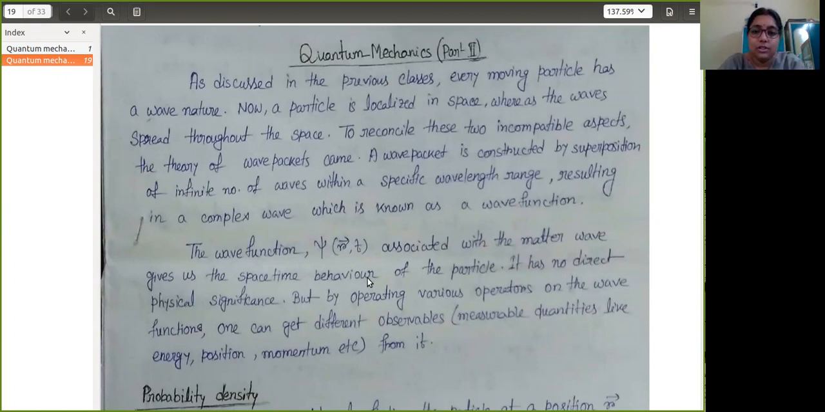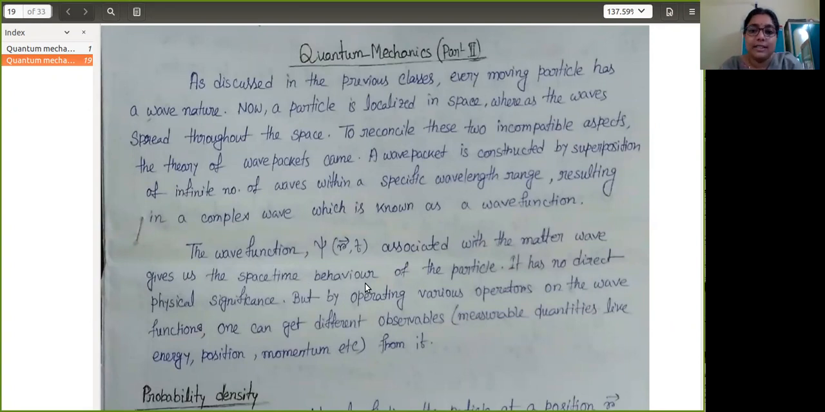So here the wave function is denoted by psi, which is a function of r and t, where r is the position vector and t is the time. So the wave function will be a function of both position and time. So it gives us the space-time behavior of the particle. That is, we can derive any information about the particle if we know its wave function.